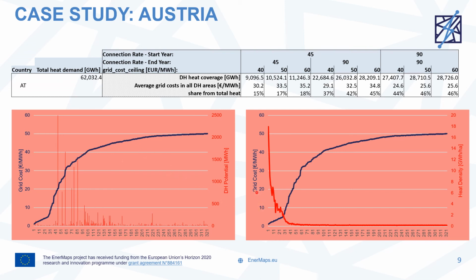The same comparison I made between grid cost and heat density in the coherent areas. And we see that in areas with very low grid cost, we have pretty high density. So heat density can be considered as an important factor for decreasing the overall grid cost or average grid cost ceiling.